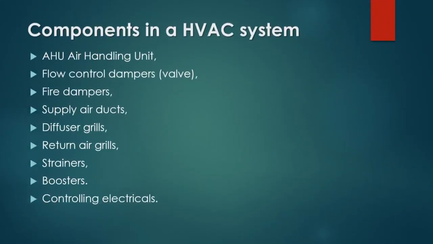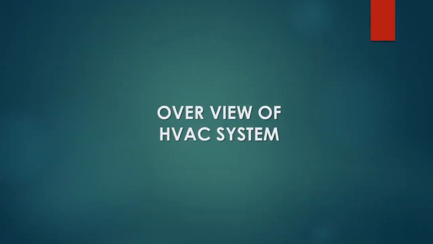Main components in an HVAC system are the AHU, air handling unit, flow control dampers, fire dampers, supply air ducts, diffuser grills, return air grills, strainers, boosters, and controlling electricals.